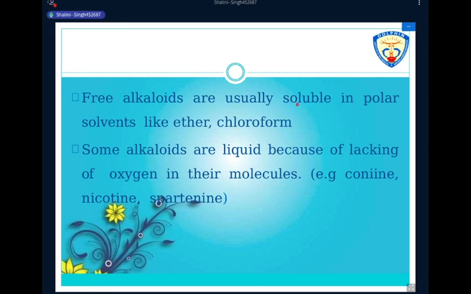Free alkaloids are usually soluble in polar solvents like ether and chloroform. So free alkaloids. Salts are soluble in water. Salts of alkaloids are soluble in water. But if you have pure alkaloids, then you can dissolve them in polar solvents, either in ether or chloroform. Some alkaloids are liquid because of lacking of oxygen in their molecules. And liquid alkaloids examples are conine, nicotine and spartanine.